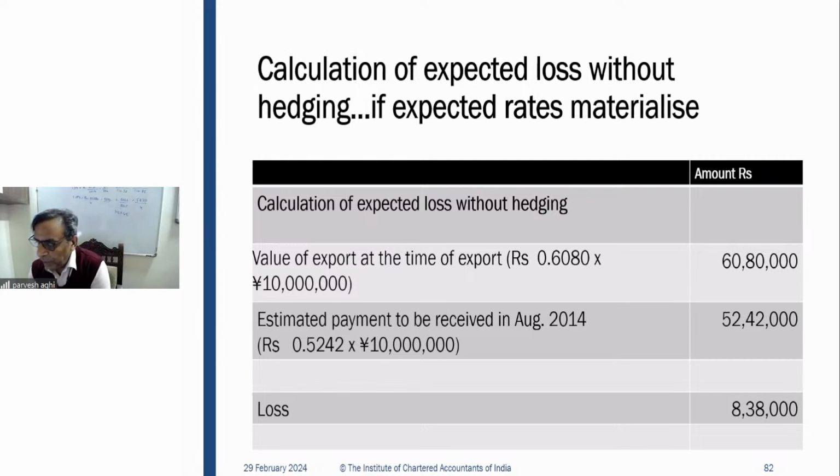So he would have got 52,42,000, which would have meant that he would have lost 8,38,000 rupees. Because at the time when he exported, the rate was 0.6080, and his estimation was that the rate would depreciate to 0.5242. So he would have lost his money if his expected rate had materialized.